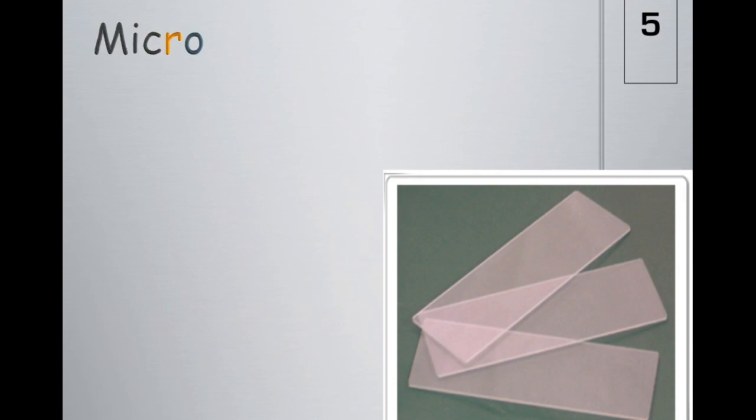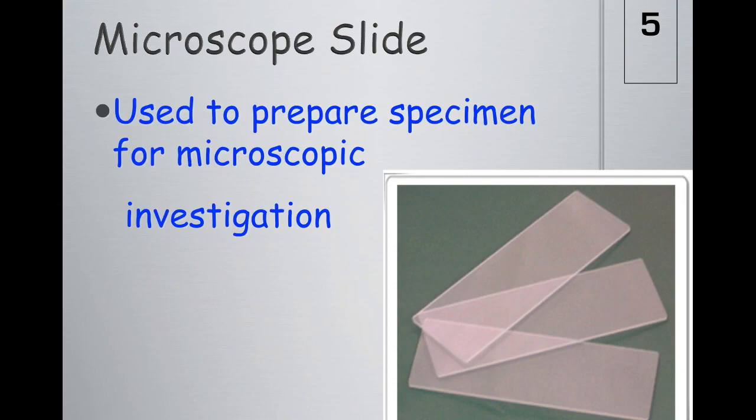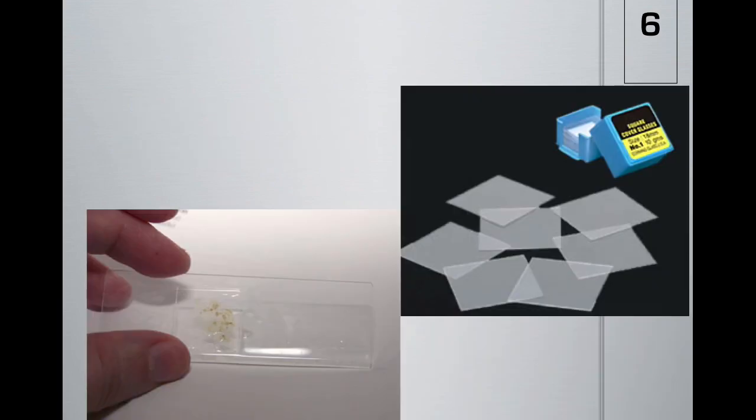Number 5, the microscope slide, and this is what goes on the microscope. This is where you would put your specimen that you're looking at underneath the microscope so that you can see what's going on. It's used to prepare a specimen for microscopic investigation.